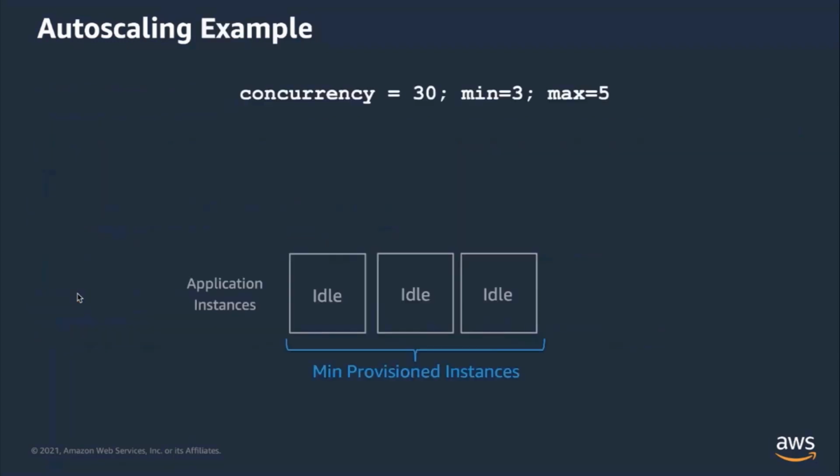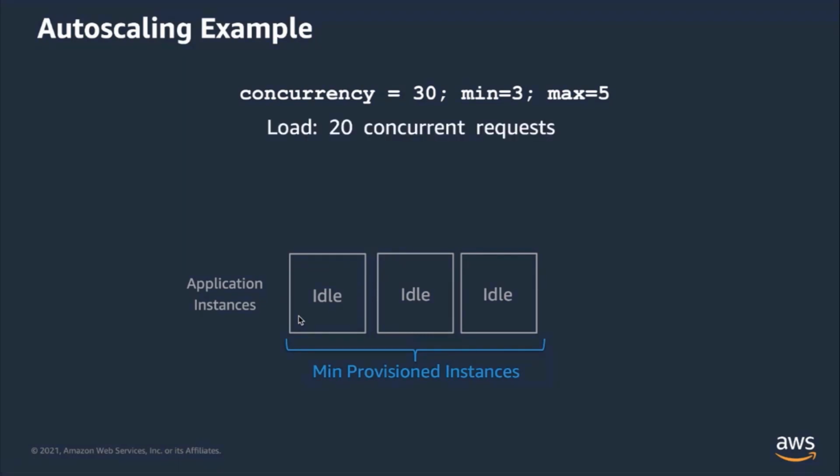So now to understand how the autoscaling dynamics occur behind the scenes, we're going to walk through an example here. So here I have a service with a concurrency of 30, a min of 3, and a max of 5. And when the service is idle and no requests are coming in, we basically spin up the minimum number of provisioned instances, which is 3 in this case. And they're all idle, so they may all be in that kind of resource throttled state.